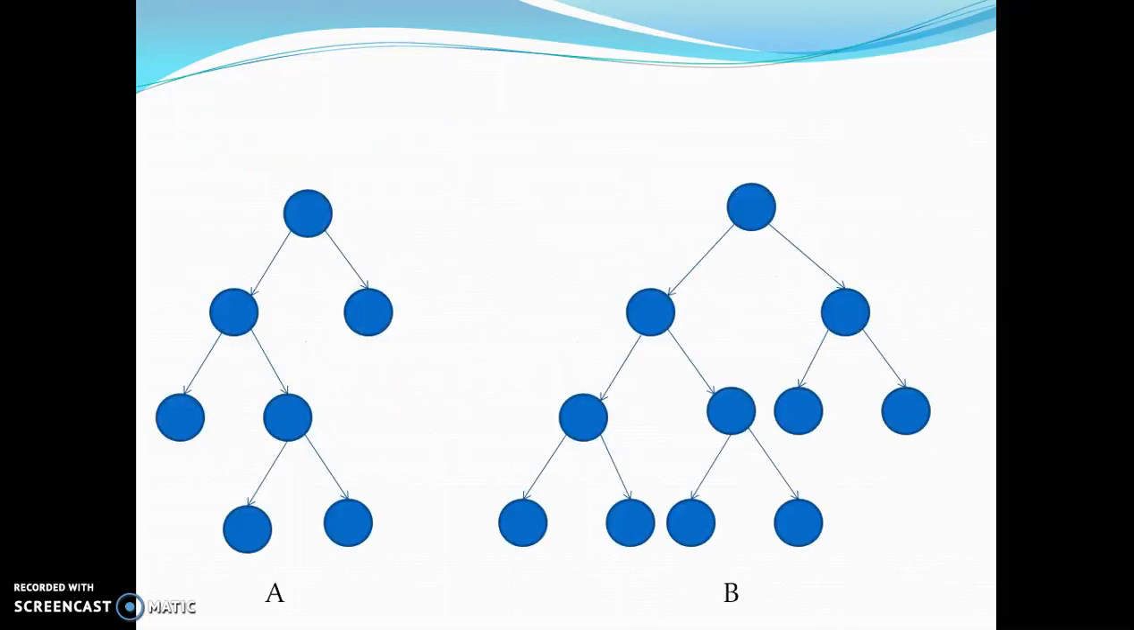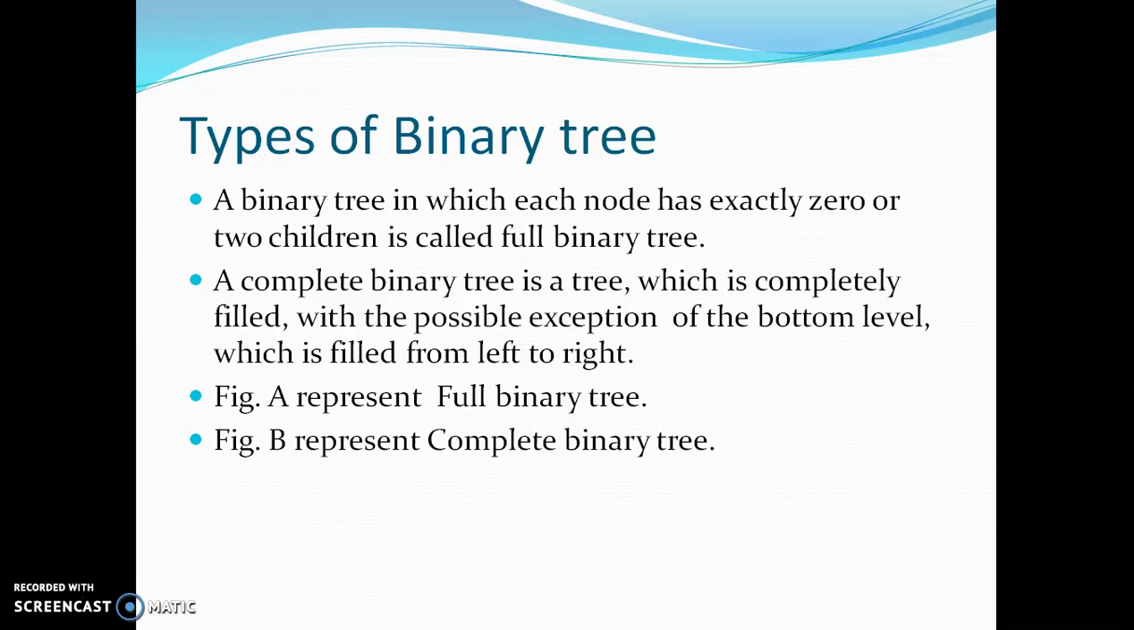A complete binary tree is a tree which is completely filled, with the possible exception of the bottom layer, which is filled from left to right. In a complete binary tree, we first fill the left child, then right, then left, then right, then left, then right. So B represents a complete binary tree.